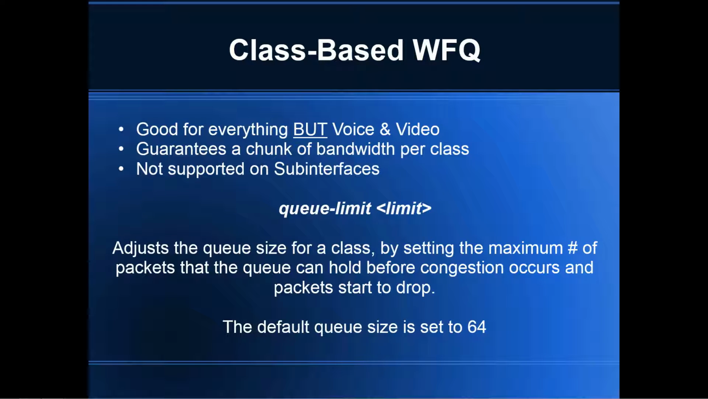An interesting feature of our class-based queuing is it's good for pretty much everything but voice and video, because again, it guarantees chunks of bandwidth per class. And it's not always supported on sub-interfaces, so VLANing is going to be an issue. The fact that it's not good for video and voice means it's not going to be one of our go-to types of QoS. However, the nice feature with all of this is you can use multiple QoS ways per device, per network. You're not limited to just one type of QoS.